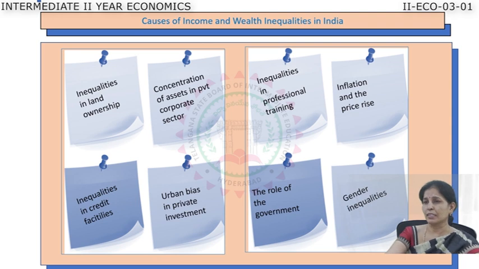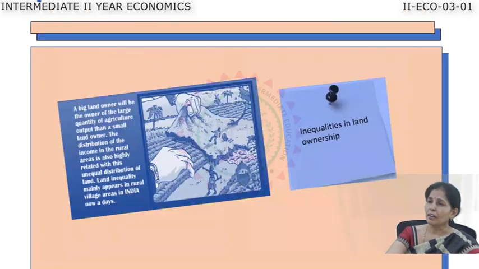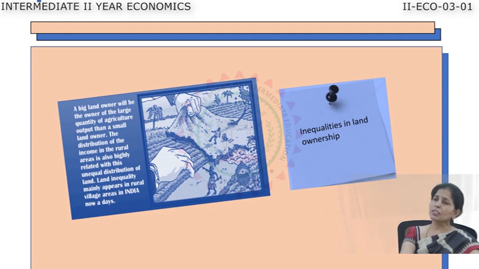The first one is inequalities in the land ownership. The picture talks a lot. There is no equal distribution of the land holdings in our country. According to the surveys, it is observed that the maximum of the land is held in the hands of the rich landlords and moneylenders. They grab the maximum land holdings and the poor are left with nothing.